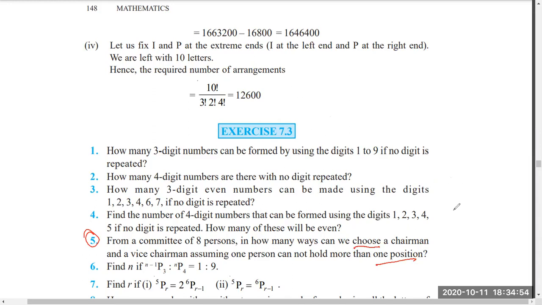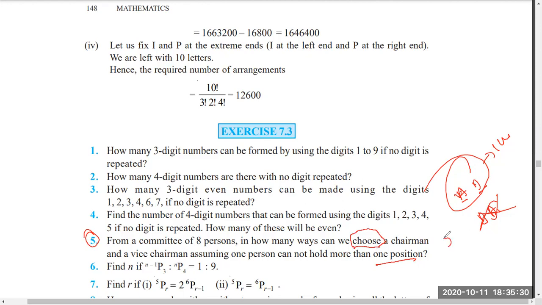So this is a combination, because choosing and selecting are the same. Here the order is not important. Out of 8 persons, you can choose a person A and B, and it should not be again B and A. Once you have chosen A and B, that is one way. And B and A should not be repeated, because we are selecting, not arranging. So be careful while reading the question. First, you need to identify whether it is a combination or permutation.